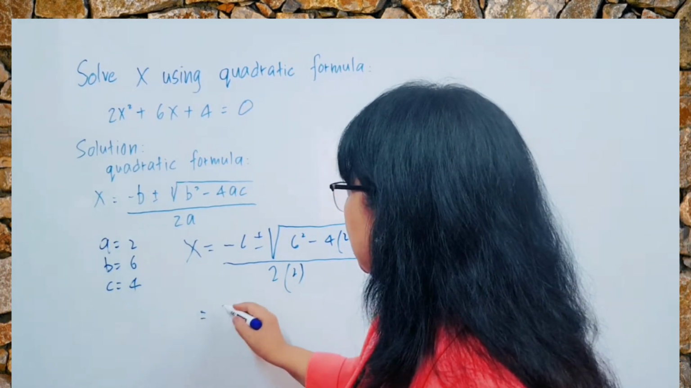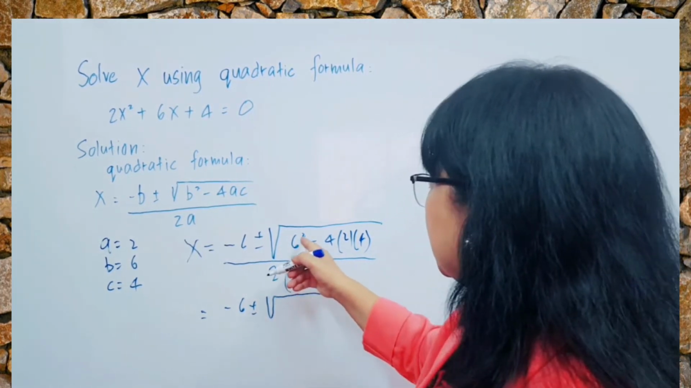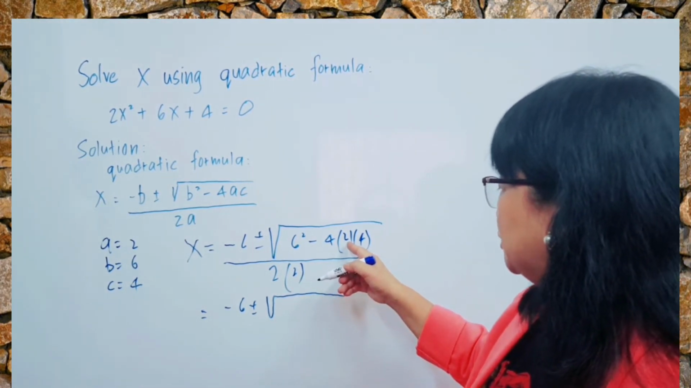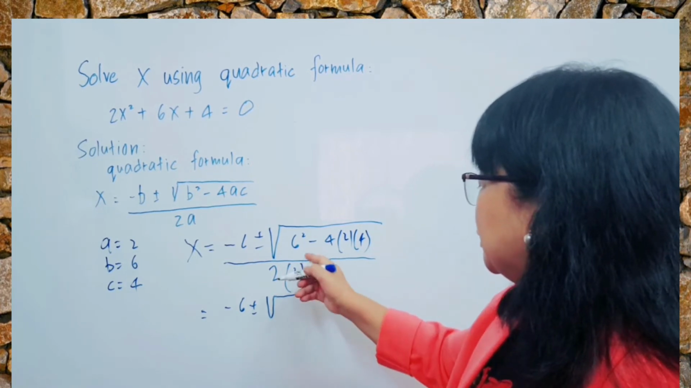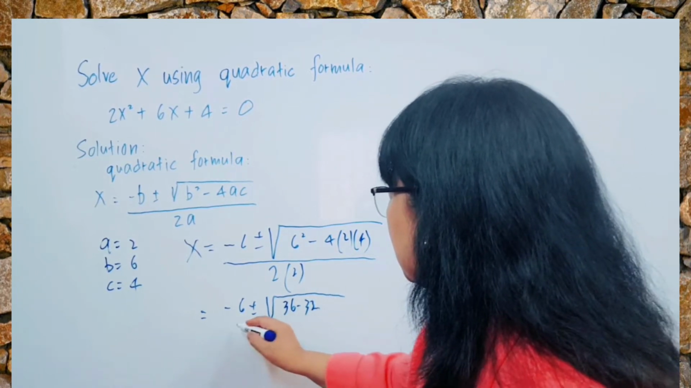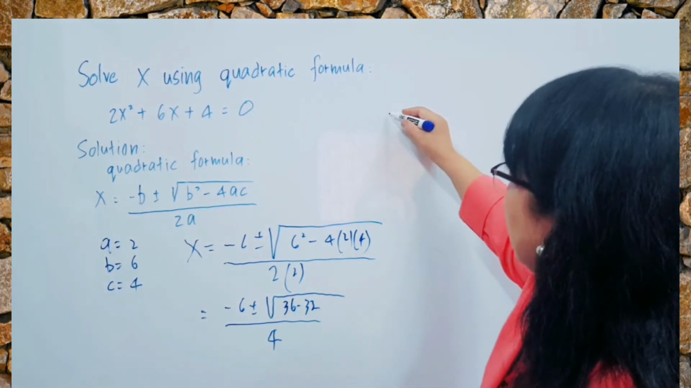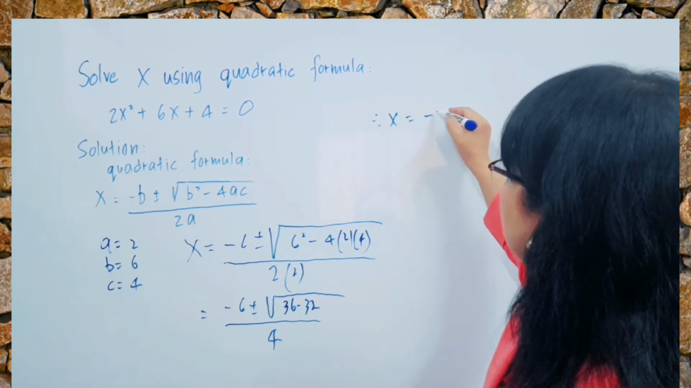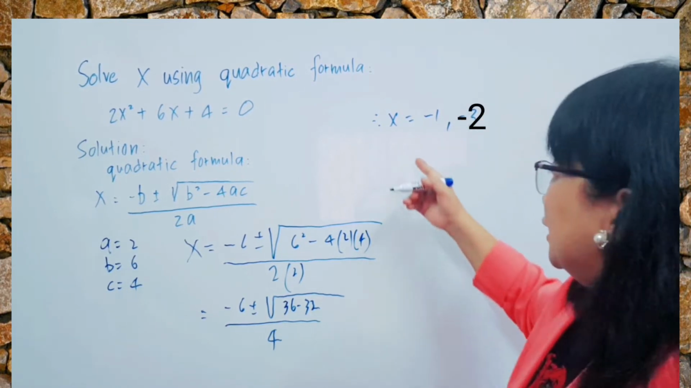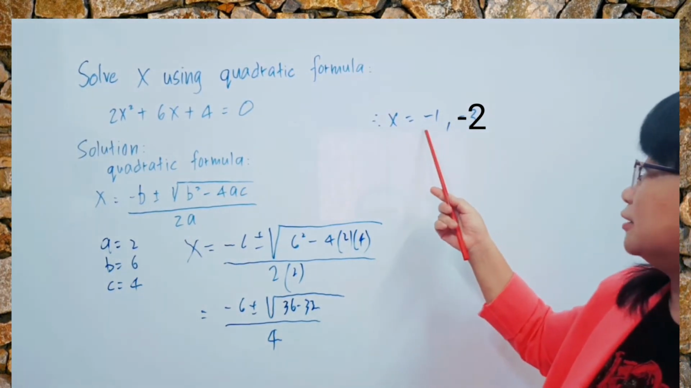Now, of course, to simplify this one, minus 6 plus or minus 6 squared is 36. Minus 4 times 2, which is equal to 8 times 4 is 32. So, 36 minus 32 divided by 4. Simplifying this one, x therefore is equal to minus 1 and minus 2. Now, somebody got the correct answer, pero iisa lang sinagot niya, minus 1.